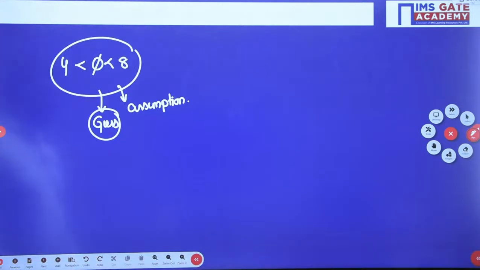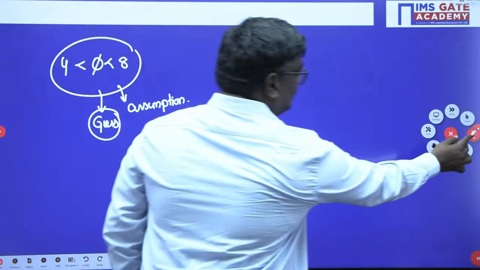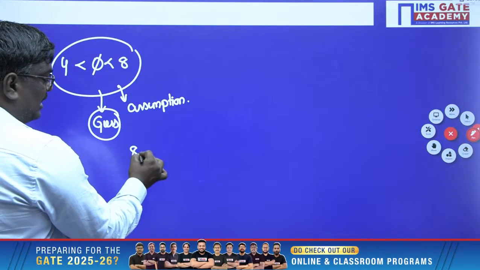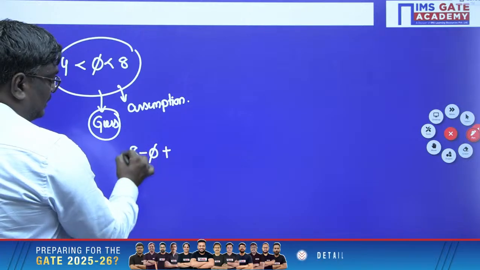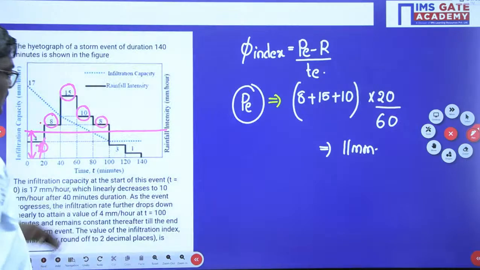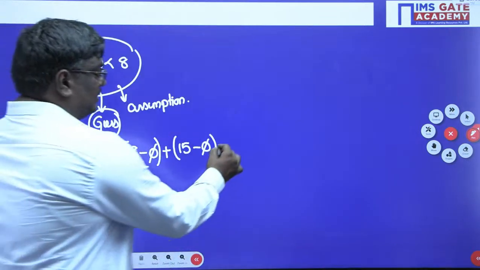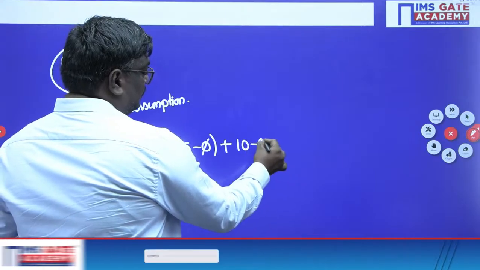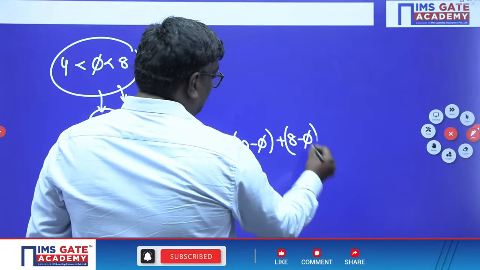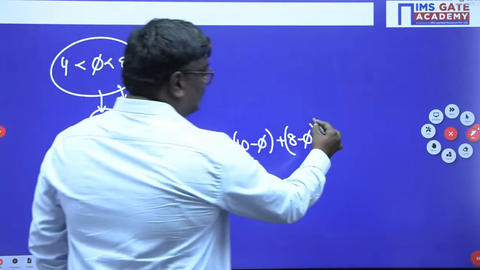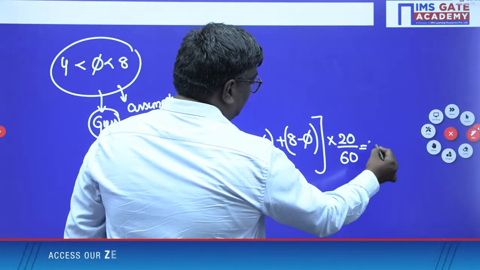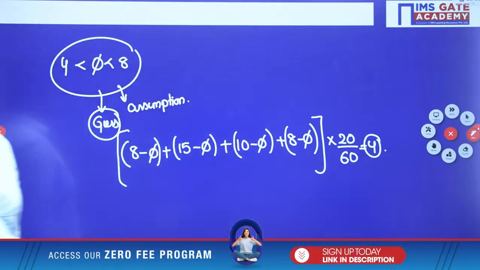So see students, I can write here: 8 minus 5 plus 15 minus 5 plus, what is the other thing we have? 10, and again 8, plus 10 minus 5 plus 8 minus 5. This whole thing into 20 by 60 should be equal to the runoff, which is equal to 4. Yes or no, sir? Which is equal to 4.